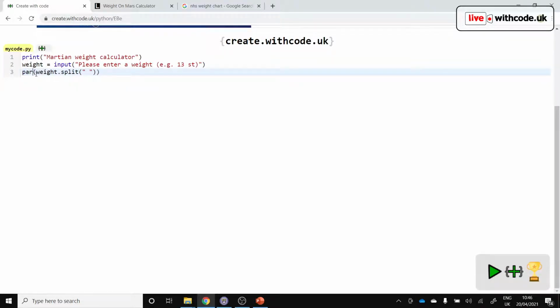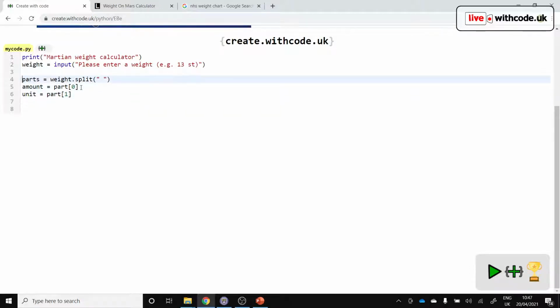So let's call that parts because it's a list containing two separate parts. And then we can get the amount, which is equal to the part on the left, so the first item in the list, and then the unit, which is the second item in the list. But remember, list indexing starts with a 0. So 0 means the first item, 1 means the second item. Okay, so let's put some comments in. Extract data from user input.